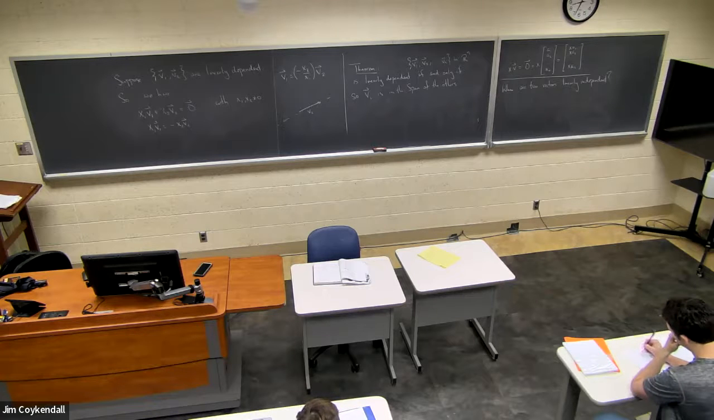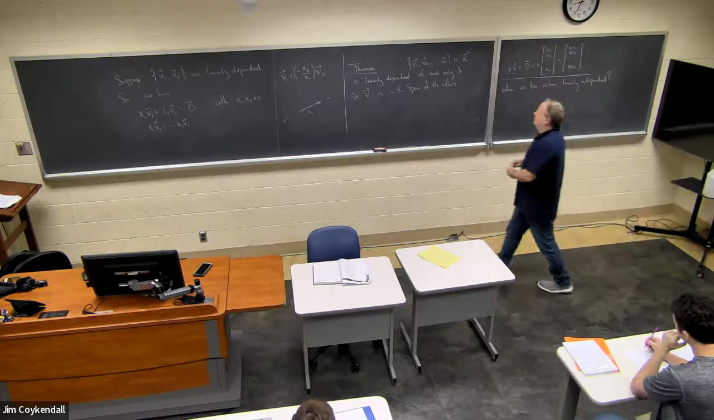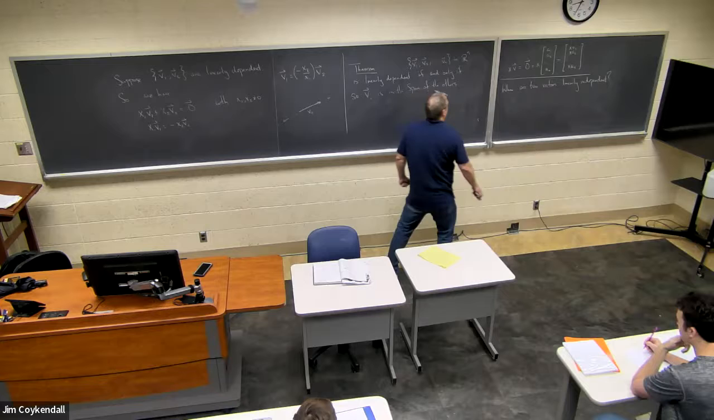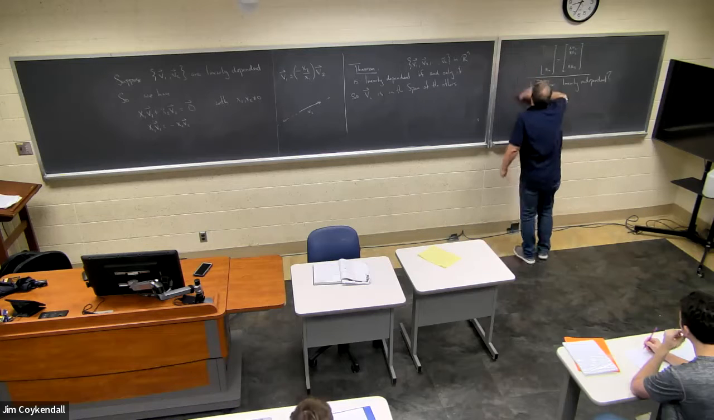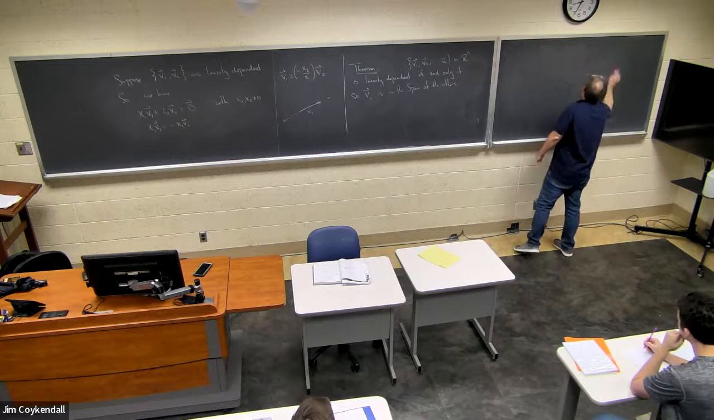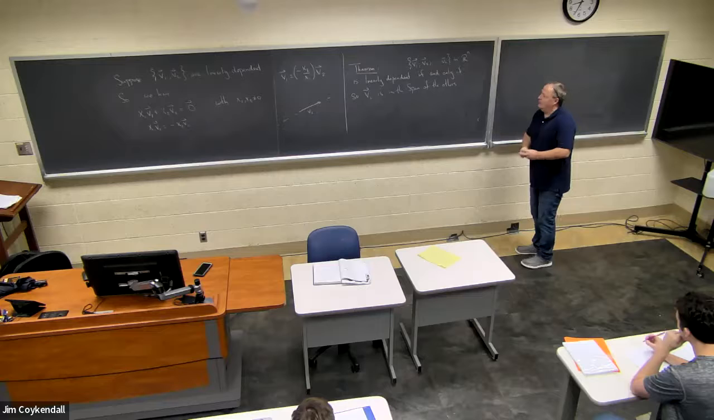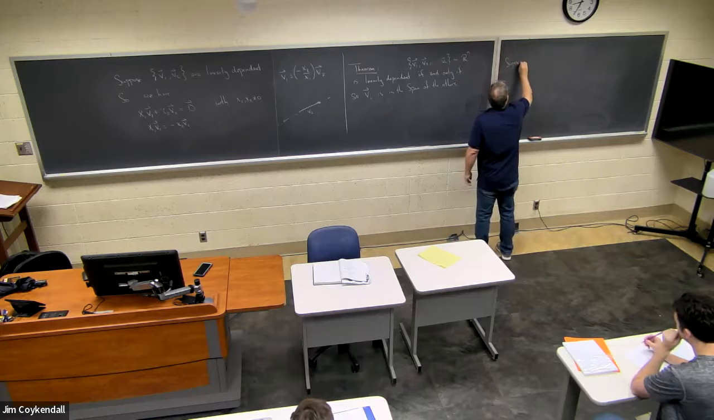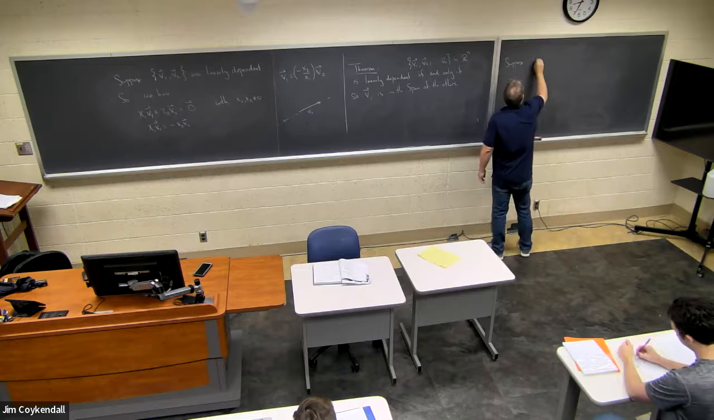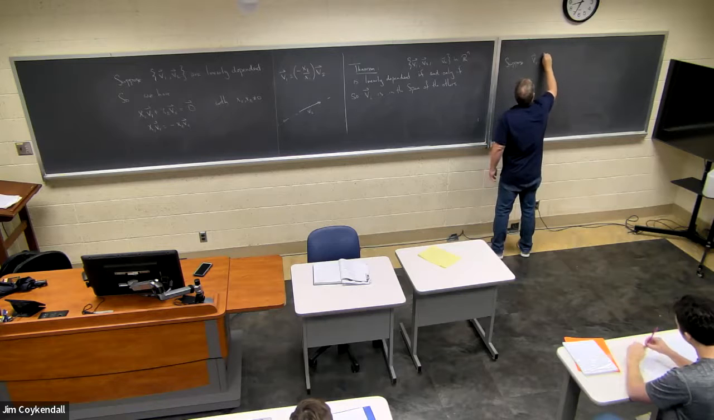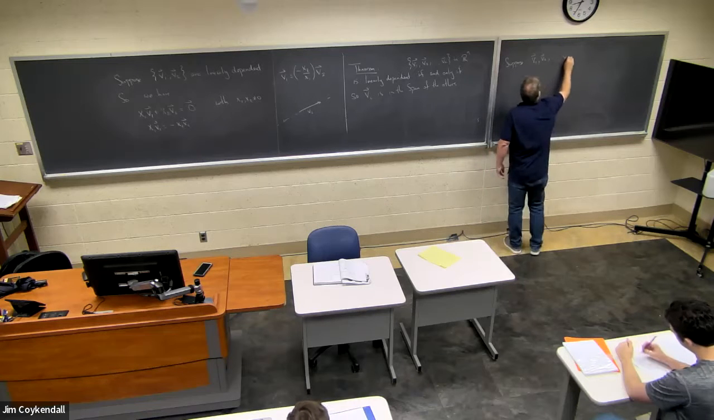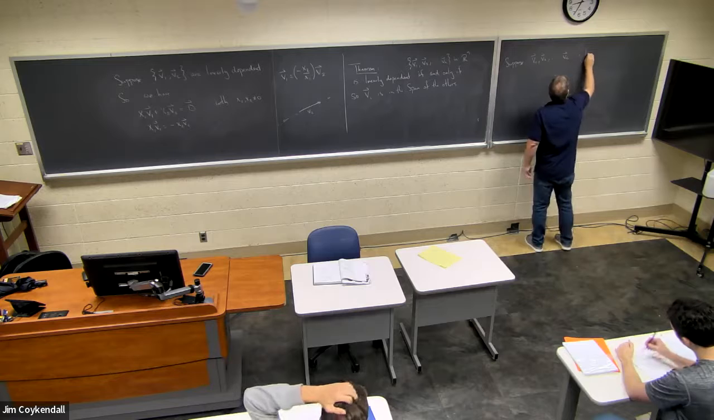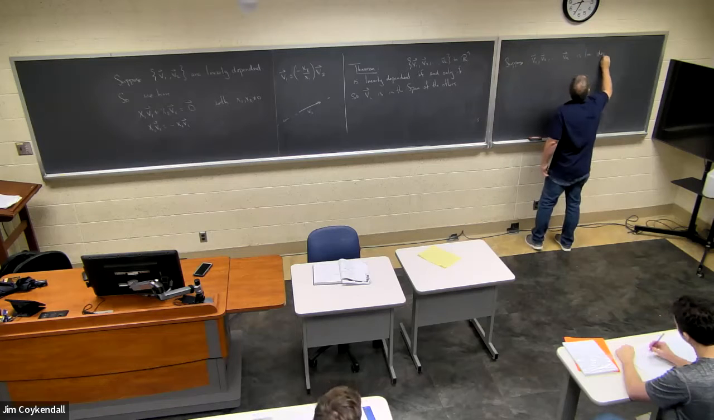to be something you can write as a scaling sum of the others. It's a linear combination of the others. So actually, I am going to prove this for you because it's really just a computation. So suppose b1, b2, up to bk is linearly dependent.